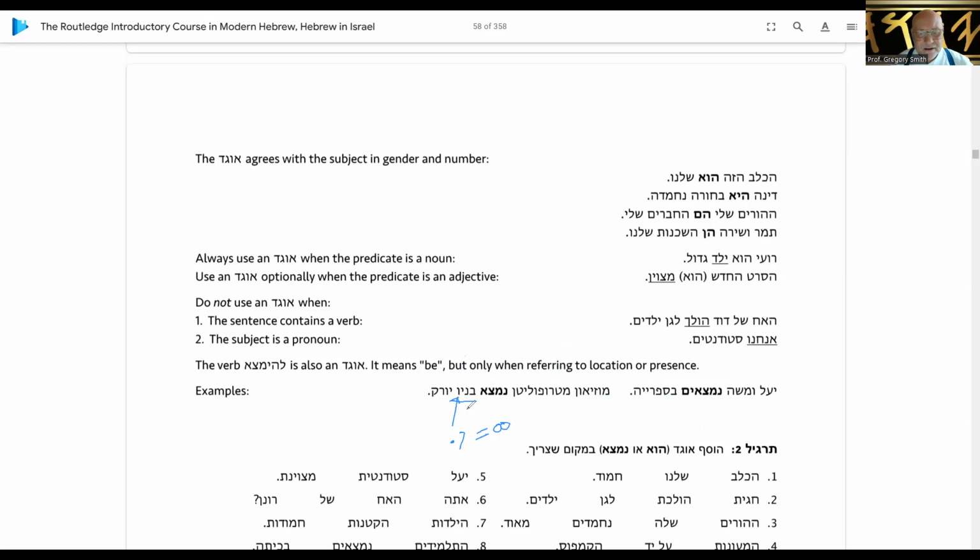The New York. Okay, so that's right. This is literally a transliteration of an American city. New York, and then Nimtza. Museum Metropolitan nimtza b'New York. Nimtza, so it's located. All right, so that's all part of that verb right here, Lehimatse. It means be, but only referring to location or presence. So in other words, it's like located. You could translate it as located in such and such.